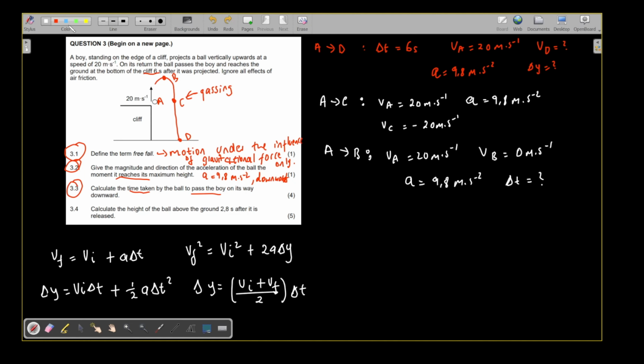Guys, I don't know which one you chose. So velocity at A, I'll take it as initial. This one I'll take it as final. So it means I take the formulas with final, right?